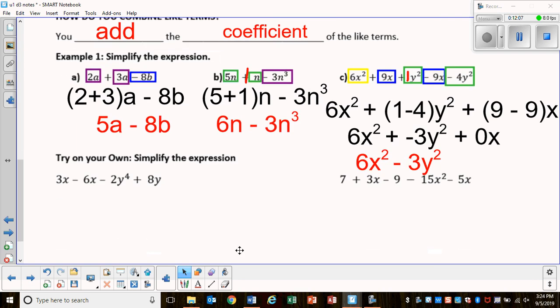Okay? You guys are going to try these 2 on your own. I highly recommend using boxes or different colors or different shapes to figure out which ones are your like terms so you don't forget any.